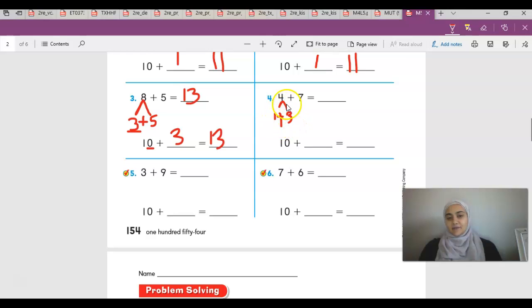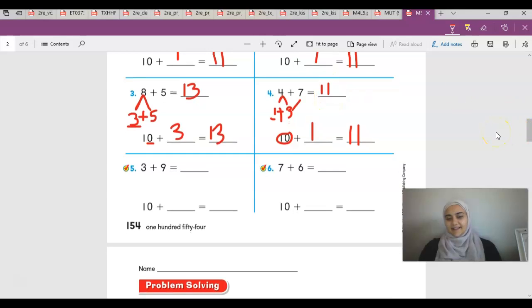3 plus 1 is 4. I know that 7 plus 3 is 10. Now 10 plus what? What's left? 1. 10 plus 1 is what? 11. So that must mean 4 plus 7 is 11.